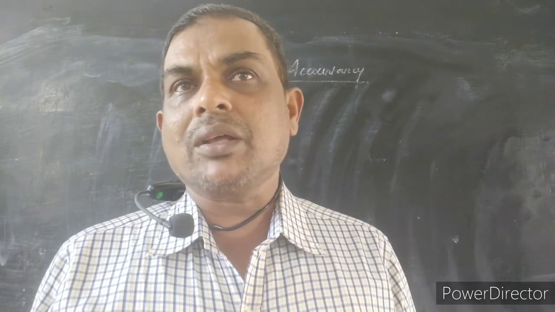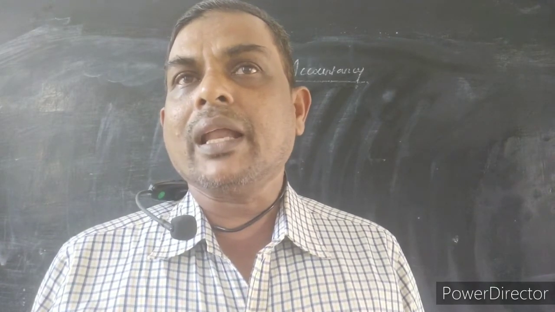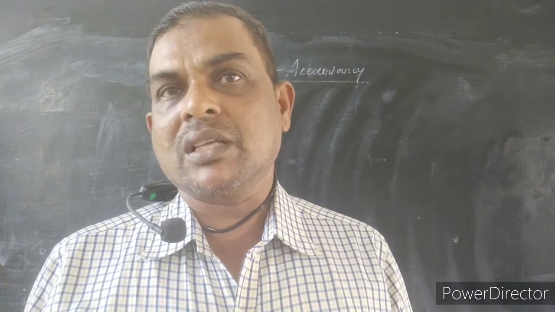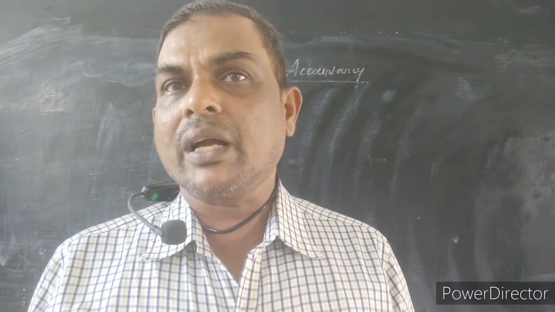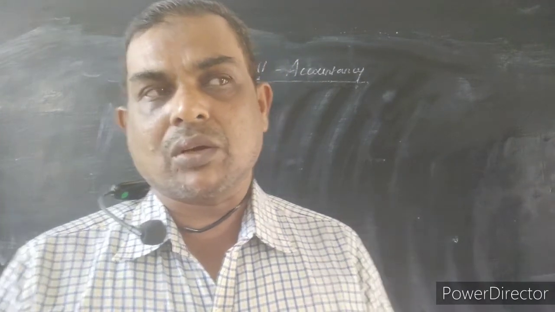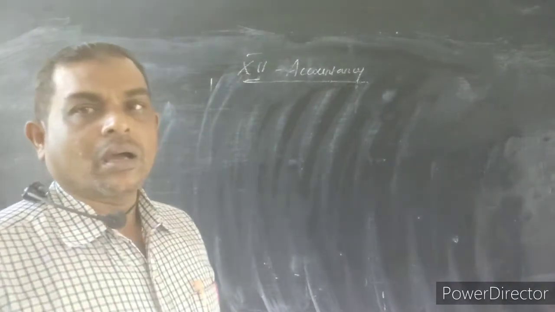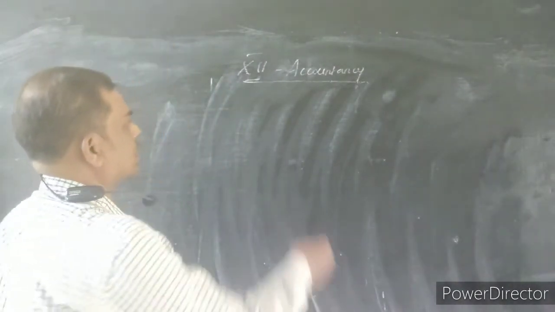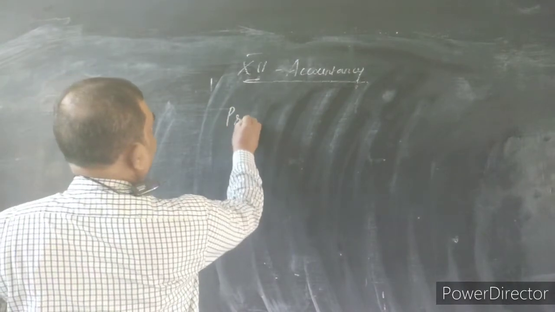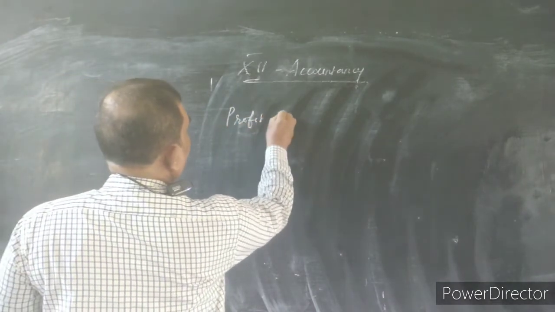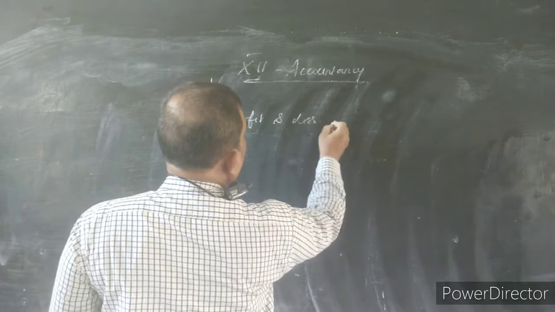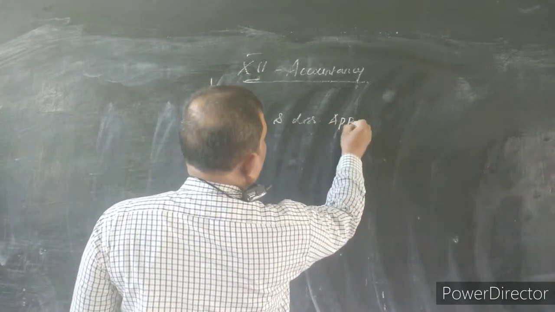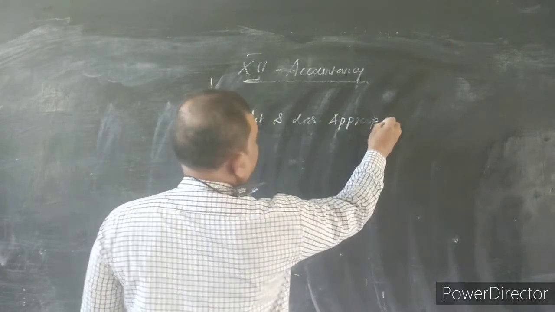The final part is the P&L appropriation account. That is the final one, profit and loss appropriation account. Today I will teach you what is the format of profit and loss appropriation account.